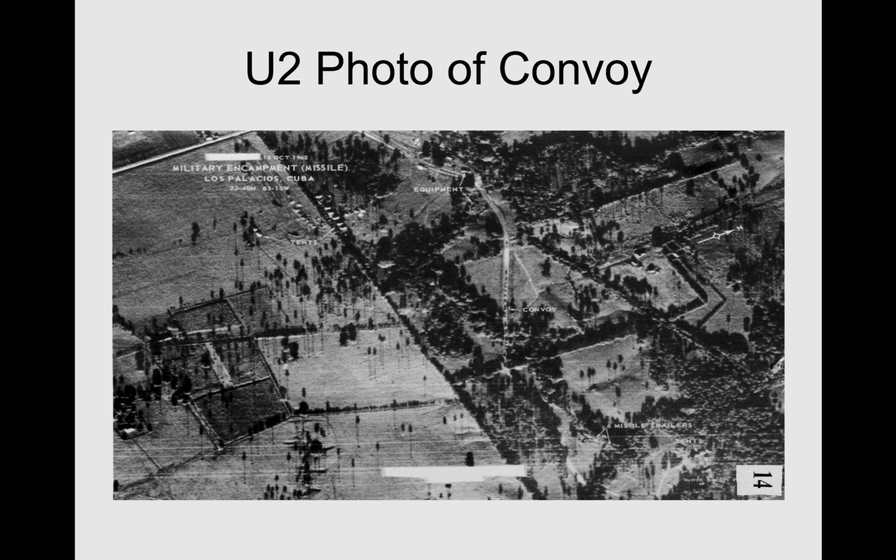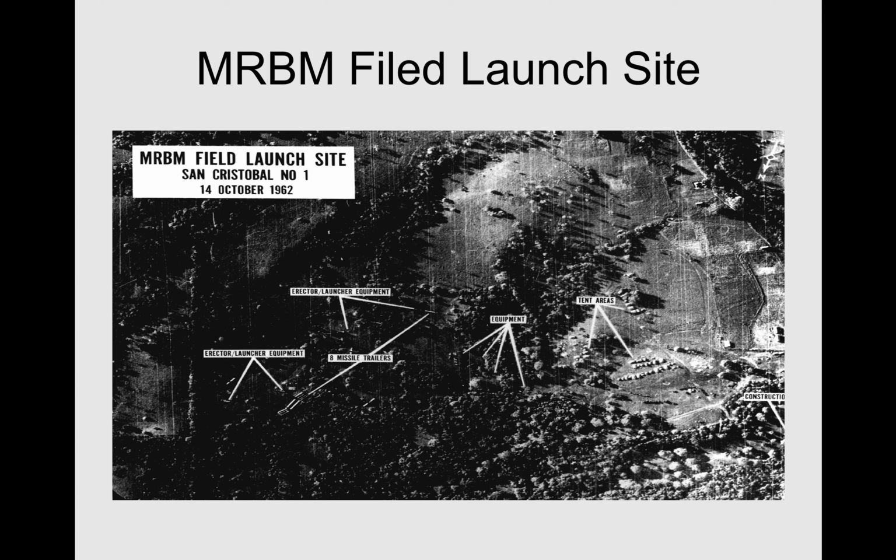So to put together a medium-range ballistic missile is labor-intensive. It requires a lot of work, and we can see that they are building these sites throughout Cuba. We get even closer to them through our U-2 spy planes to confirm that this is what's happening. You can see that there's launcher equipment, which means that's the equipment they would use to launch a missile. There are trailers that are housing the missiles. You've got construction sites set up.